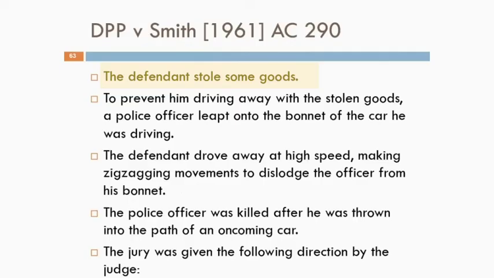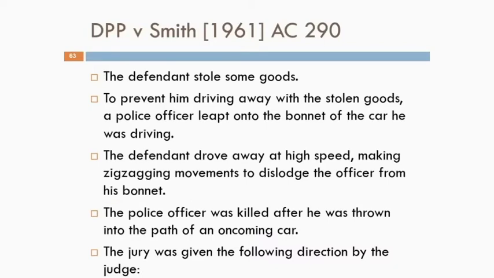So with DPP and Smith, we had a defendant who stole some goods. Now, in order to prevent him driving away with the stolen goods, a police officer leapt onto the bonnet of the car that the defendant was driving. The defendant now wanted to get rid of the officer. So what the defendant decided to do was to drive at high speed, making zigzagging movements in an effort to have the officer fall off the bonnet of the car. Unfortunately, the police officer was killed after he was thrown into the path of an oncoming car.